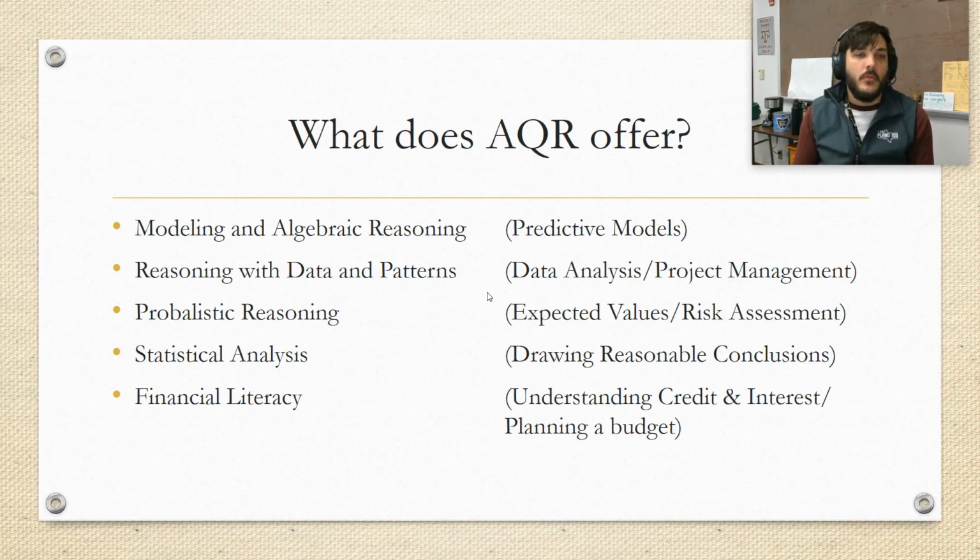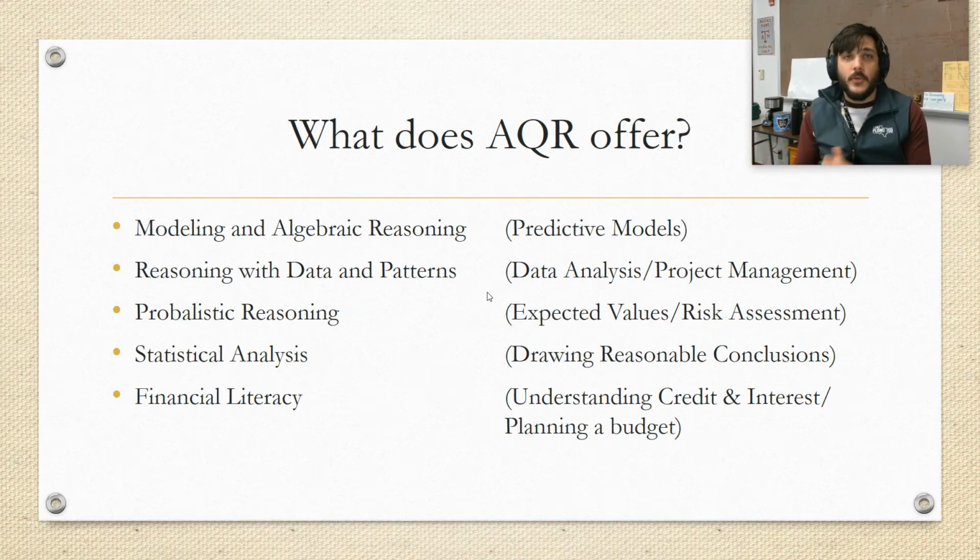The next one, reasoning with data and patterns, goes over data analysis from looking at GPAs to sports statistics like QB ratings and batting and slugging averages. We also have a section where we look at project management, where we play around with a lot of different timelines and activity graphs. That unit is heavy into Google Sheets and Excel and other programs that are useful for data analysis in general.